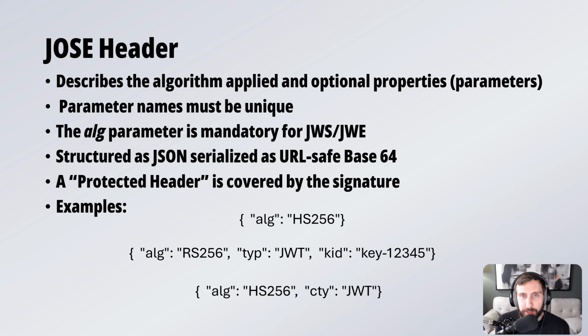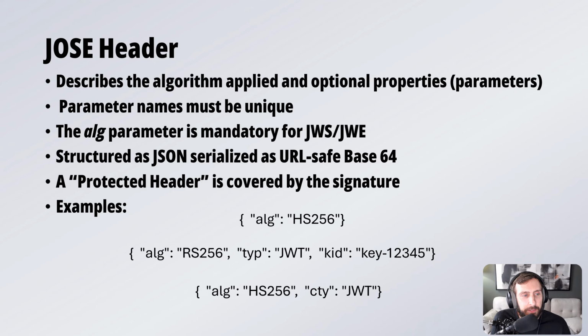which of course we mentioned as being a key component of the JWS specification. Now we're going to talk about what it is. So this header describes the algorithm as well as a set of one or more, or none, optional properties called parameters. The parameter names themselves must be unique. The only mandatory one here for JWS and JWE is the alg parameter, which defines the algorithm that is used for JWS tokens. That's going to be the signature algorithm.